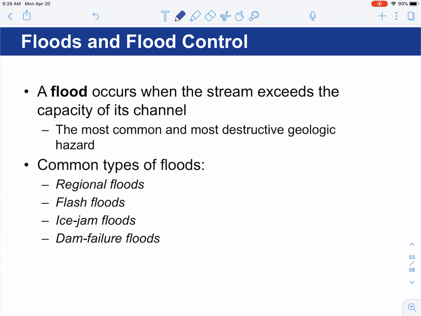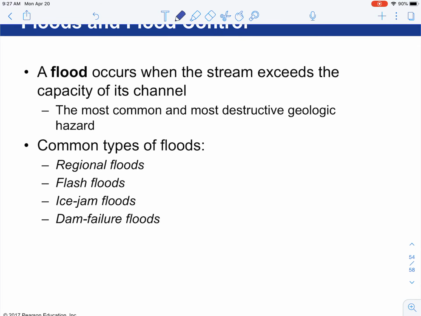So what is a flood? A flood occurs when the stream itself is at capacity. In other words, it cannot hold any more water, and therefore it will crest the banks and flow into the floodplain. So this happens on a regional scale. In recent years, we've had a lot of flooding in the central United States. It can happen out west in areas that are typically dry when you have a heavy rainfall and the ground gets saturated quickly, and it creates basically a flood of water running across the ground.